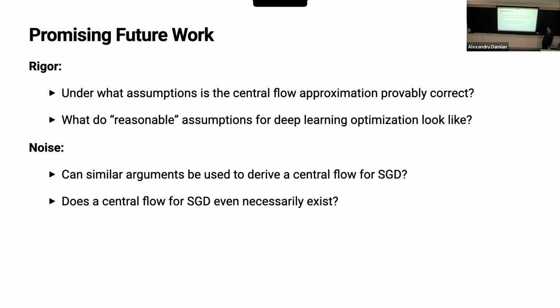For noise, can similar arguments be used to derive a central flow for SGD? And more philosophically, does a central flow for SGD even exist? So what does this mean? SGD is a random process. And so what it would mean for a central flow for SGD to exist is that if I run SGD with multiple random seeds, these trajectories in weight space won't deviate too much. That way you could hope that taking the average of all these random seeds would actually give you some reasonable trajectory. And the answer to this is sometimes yes, sometimes no.